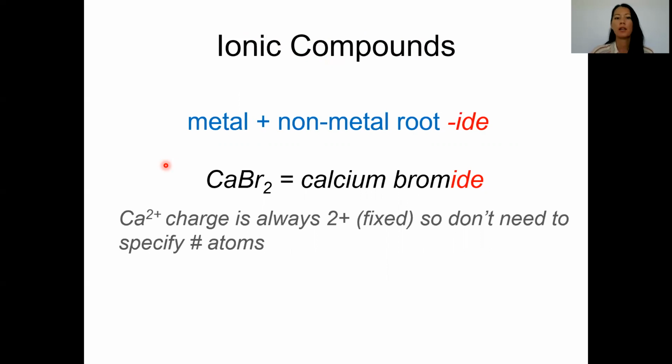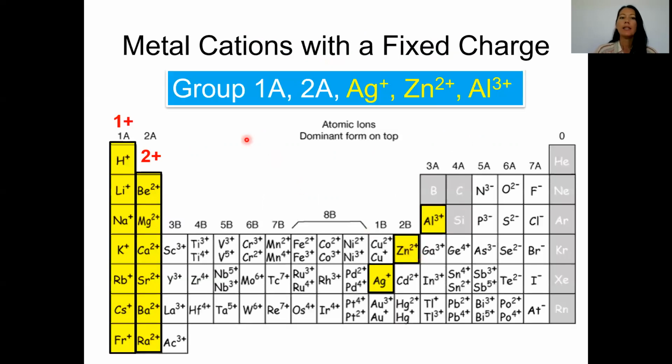Now let's do the ionic. Metal and nonmetal plus IDE. So we did calcium bromide. I explained that already. Anything with a fixed charge, these ones in yellow, group 1, 2, and then these 3 in the staircase for transitions, will always have a fixed charge, so you never need to specify any charge or number of atoms ever.